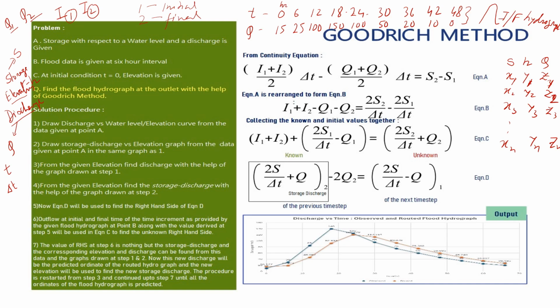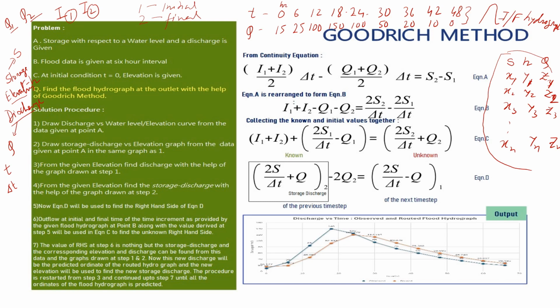So what will be the first step? The first step is to draw a discharge versus water level or elevation curve from the data given at point A. From this table you have to draw a curve where on the y-axis you put the discharge or outflow, and on the x-axis you put the elevation.